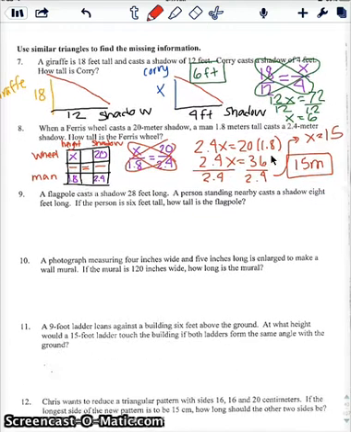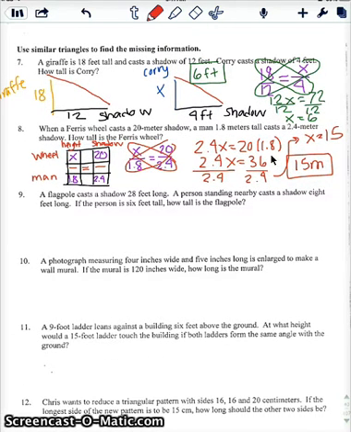Okay, problem number 9. I'm going to read it out loud, and then I would like you to pause the video and try the problem on your own. Afterwards, I will go over it. A flagpole casts a shadow 28 feet long. A person standing nearby casts a shadow 8 feet long. If the person is 6 feet tall, how tall is the flagpole? Choose either method you would like and set up this problem with the proportion. Please pause the video and only press play again when you are either finished or stuck.